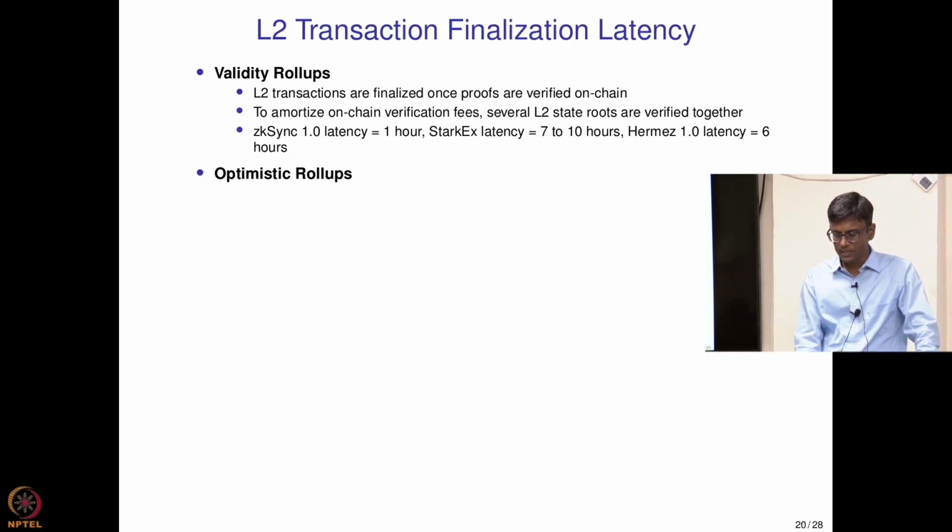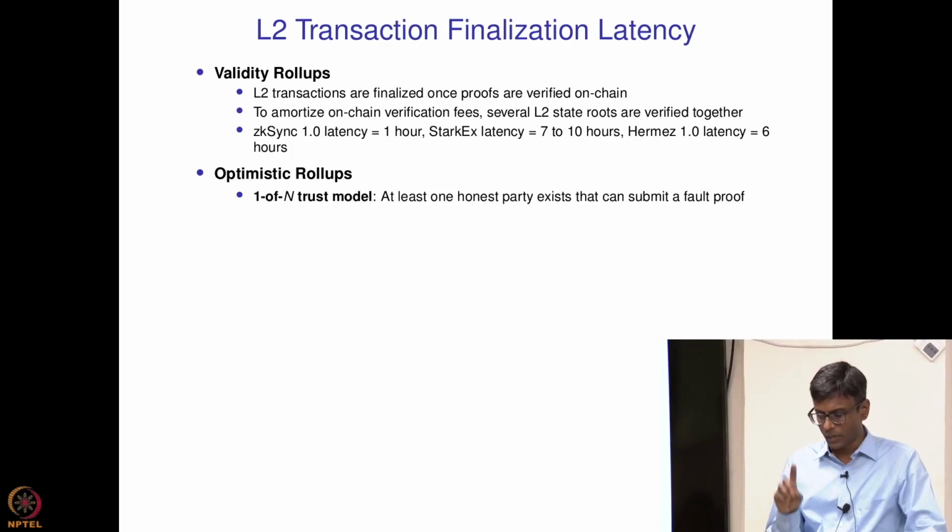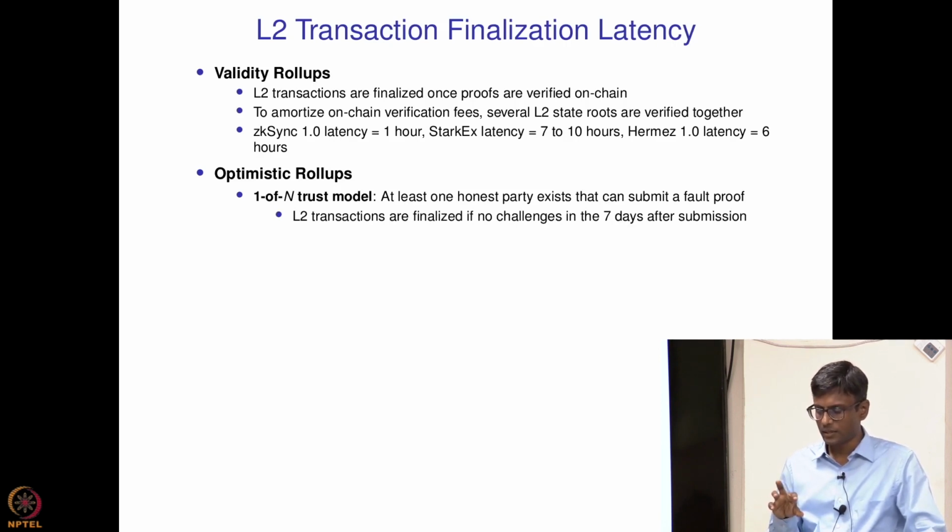But for optimistic rollups, there is a trade-off, there is a spectrum of trust models and finalization latencies. In the one-of-n trust model, suppose there is at least one honest party that can submit a fault proof. Then the L2 transactions are finalized if no challenges are made in the 7-day period where the challenge period is open. And the latency is about 7 days. So if I do a transaction, I can only be confident that the transaction is correct after 7 days. That's a very long time period.